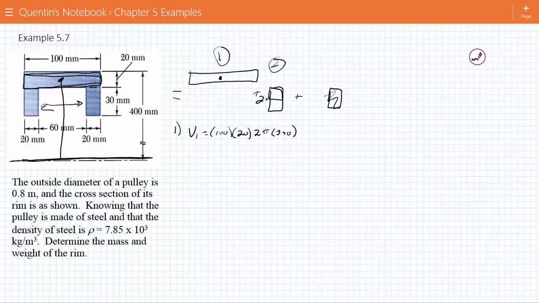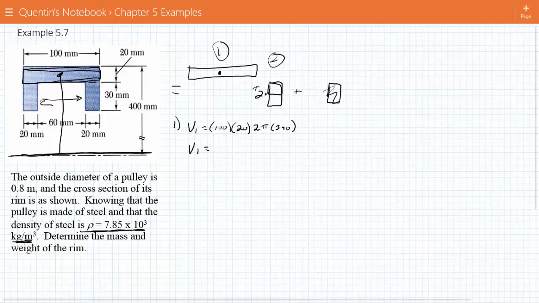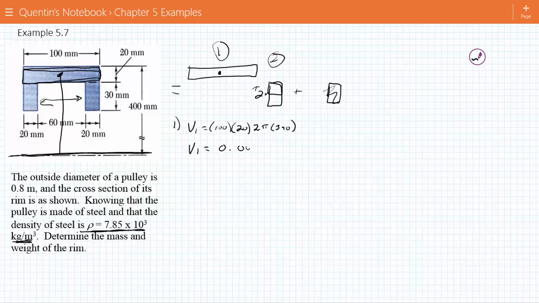So when you do this out, you're going to end up with some really large number, and then you're going to realize that volume is going to be given in millimeters cubed, but we are given the density in kilograms per meters cubed. So I'm going to convert this right off the bat to meters cubed. So volume 1, when you divide by 10 to the 9th to account for it, ends up being 0.0049 meters cubed.